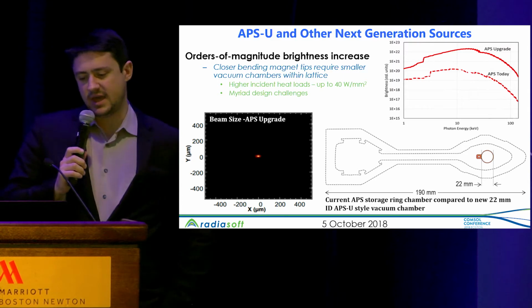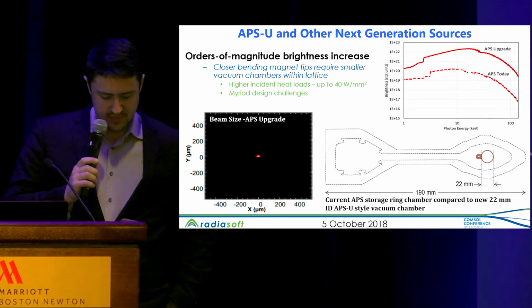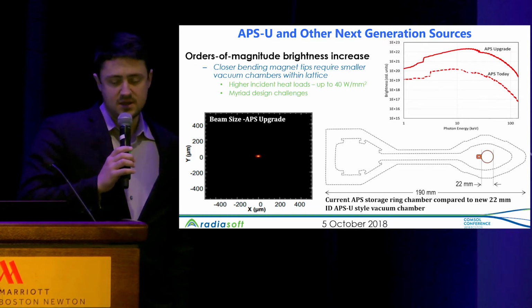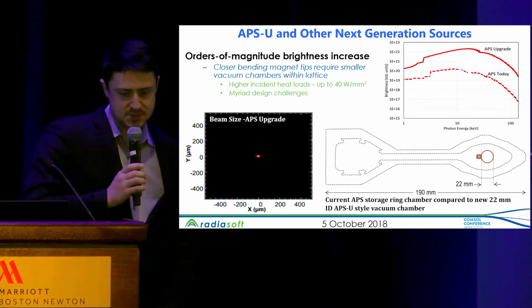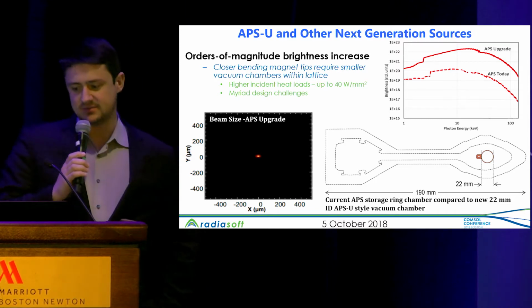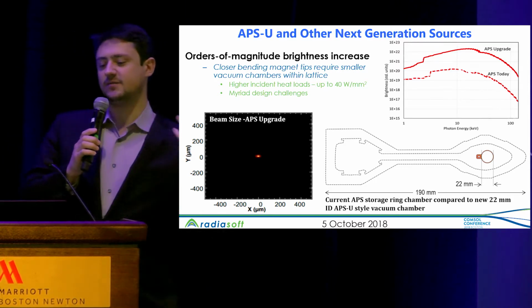It's beyond the scope of this talk to explain how they do that. But the most important part is that the magnets will be getting closer together. We need smaller vacuum chambers. There's not enough room for them.